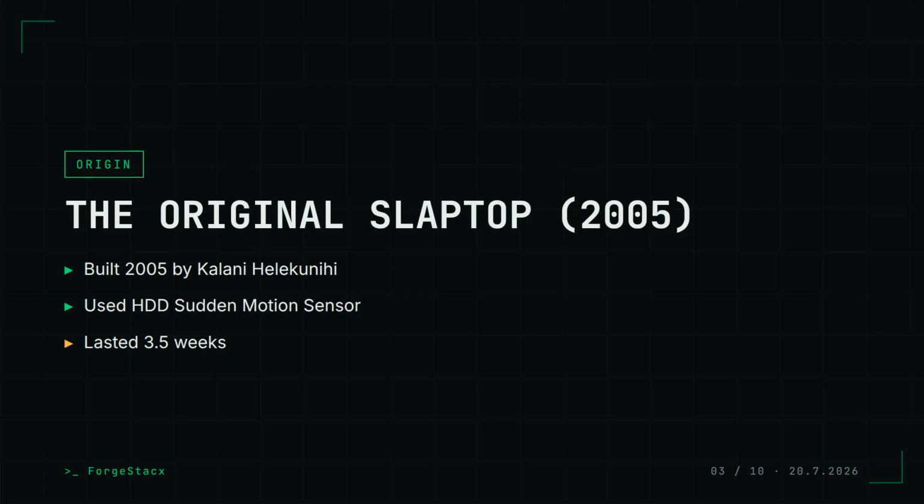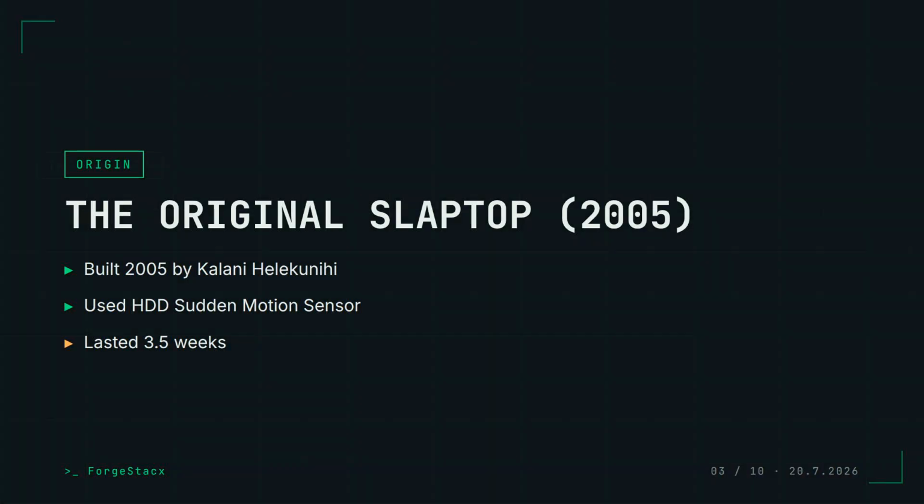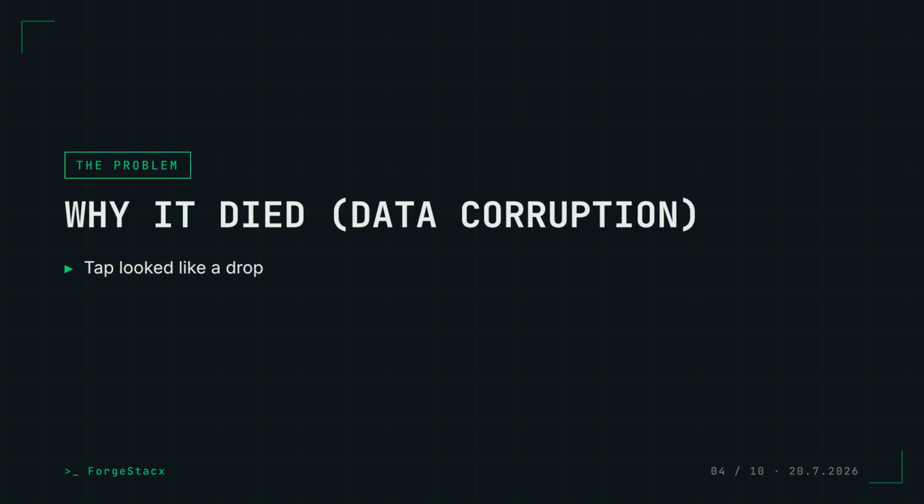It was clever. It was fun. It was also fundamentally broken. Here is the problem. When you tapped your laptop screen, the hard drive saw it as a potential drop event. The sudden motion protection would park the drive heads. Repeat that a few times and the heads would keep unparking and reparking. User reports revealed a serious flaw. Repeated interruptions could lead to data corruption and data loss.